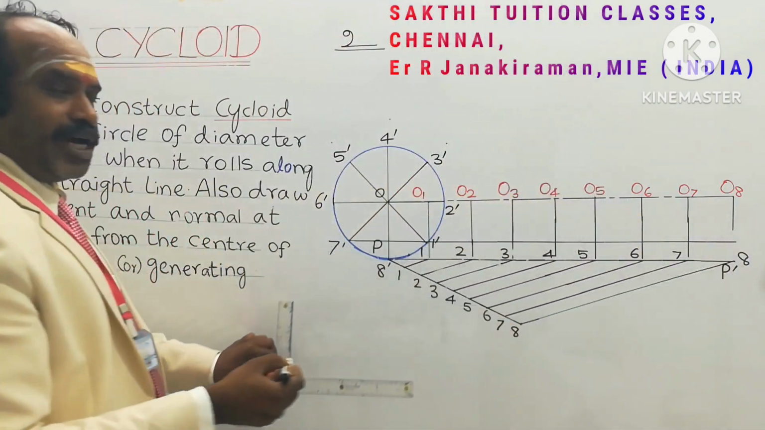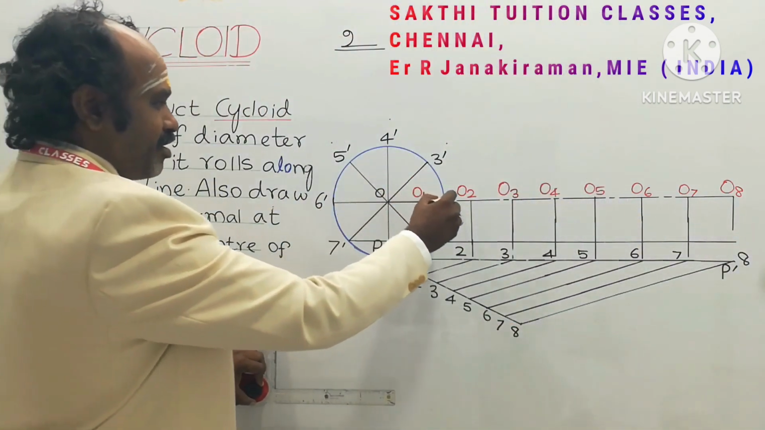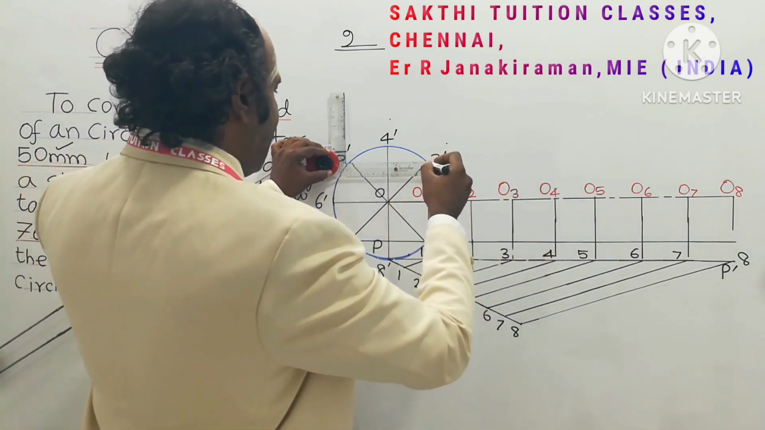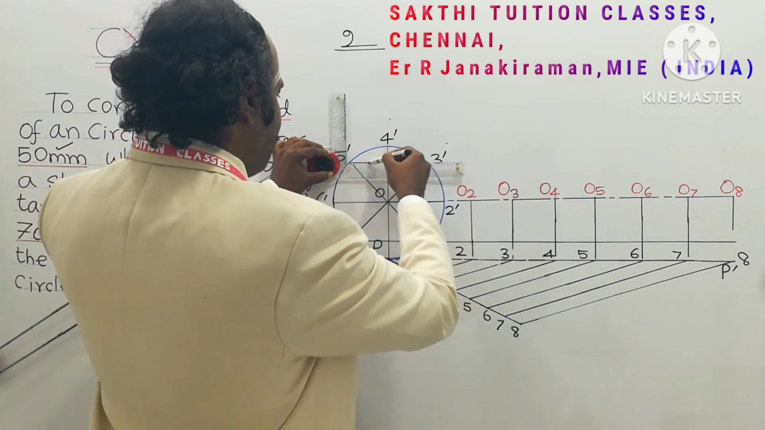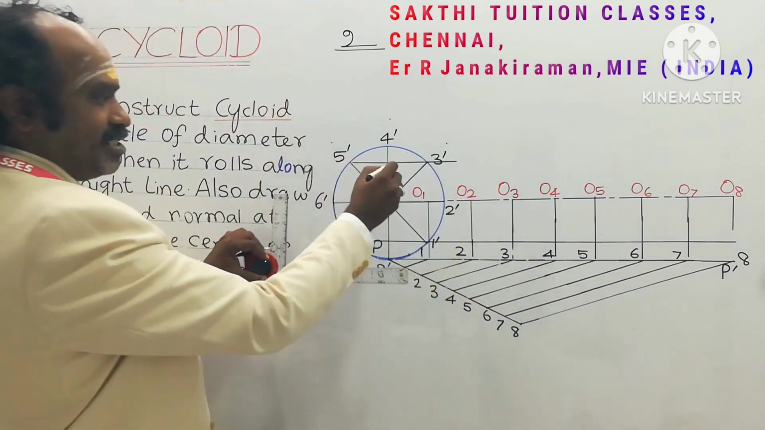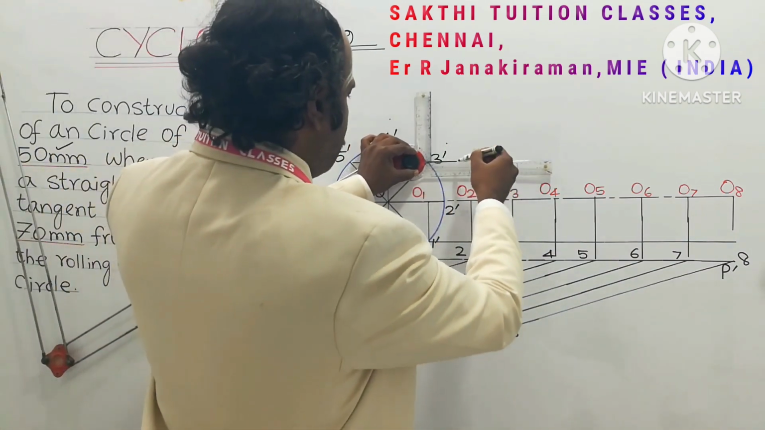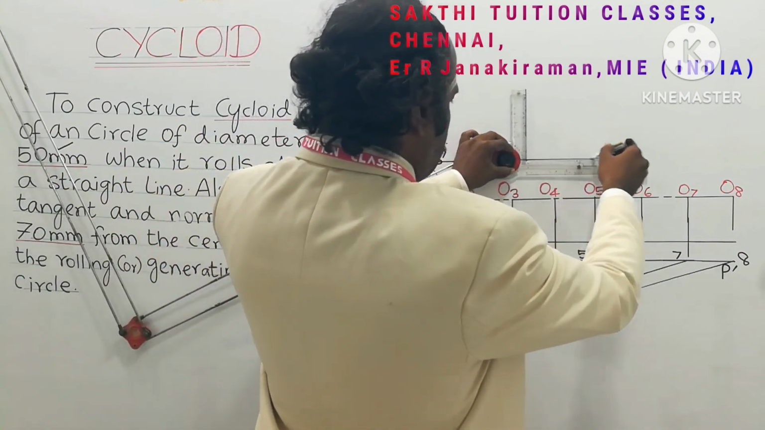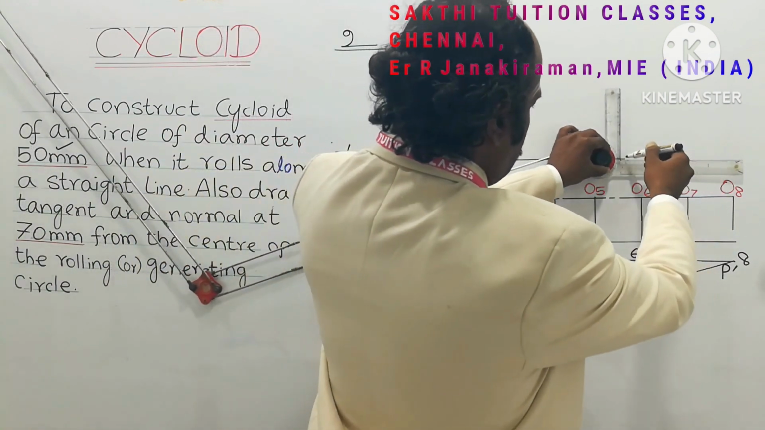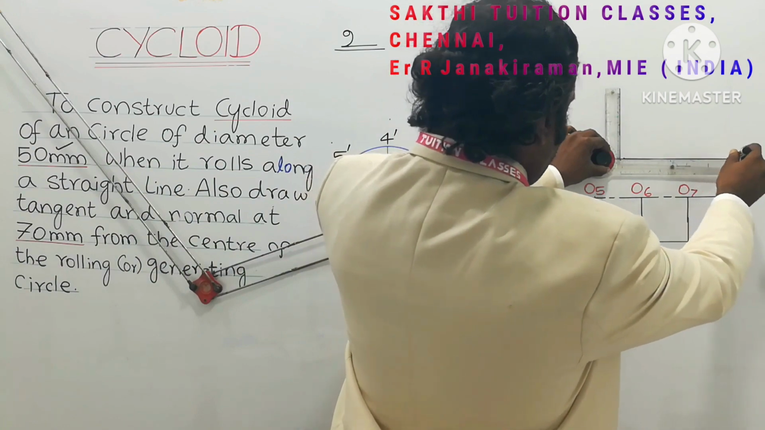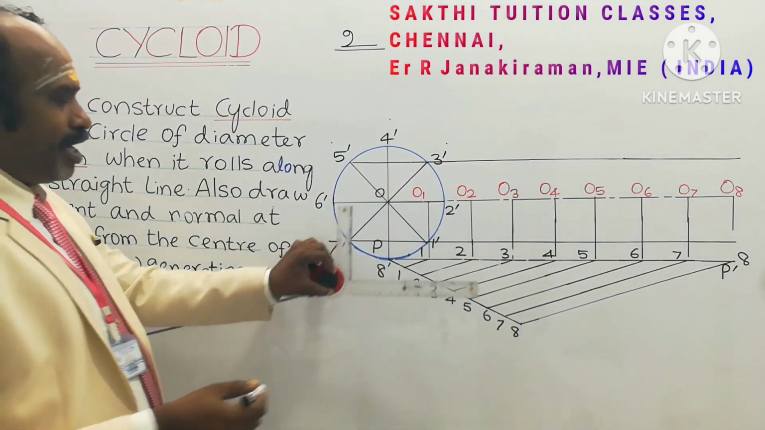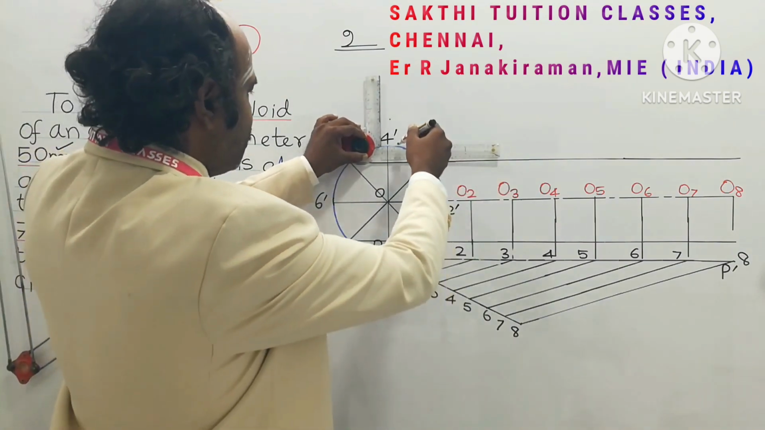Okay. Next, draw a horizontal line passing through 2 dash. It's already drawn as an axis line or the center line. Next, draw a line passing through 3 dash, which also merges with 5 dash like this. Okay. So next, draw a horizontal line passing through 4 dash of the rolling circle.